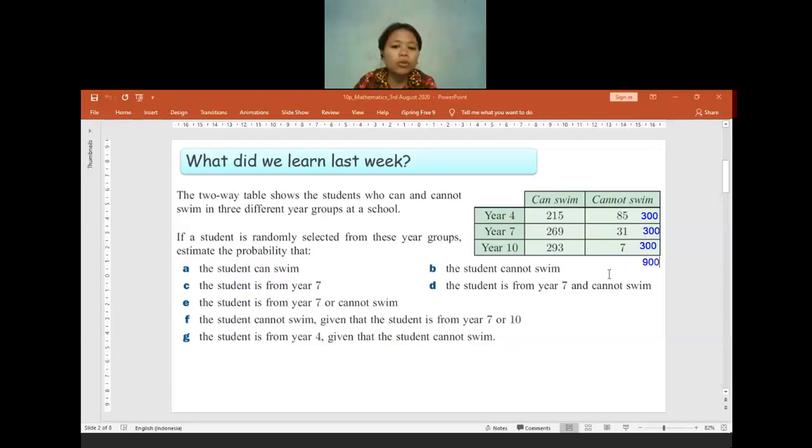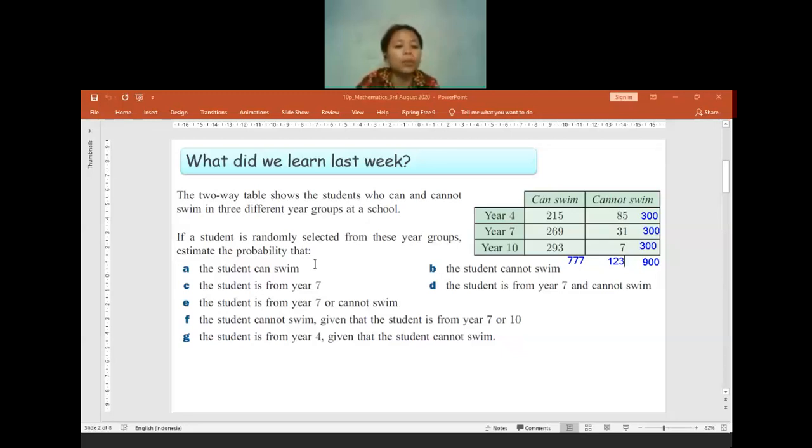Can you help me to find the total students who can swim? How many are they in total? 777. And then how many students are there who cannot swim? 123. Okay, after we find the totals, now we have to find the answer for this question.